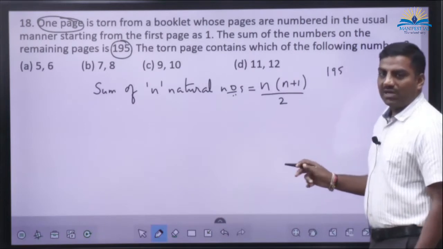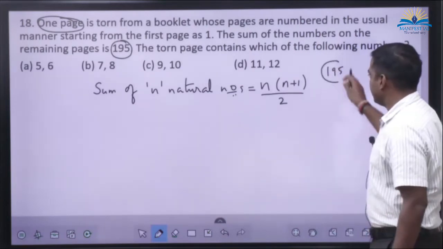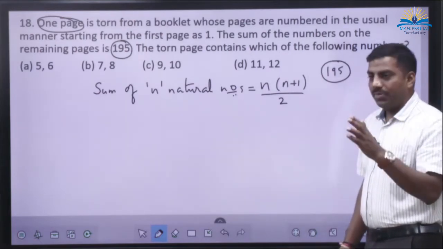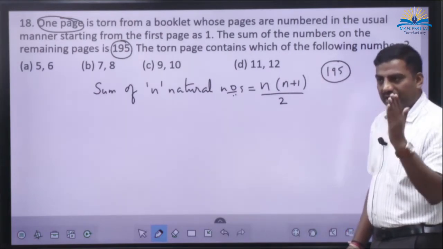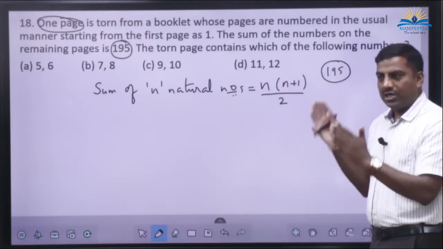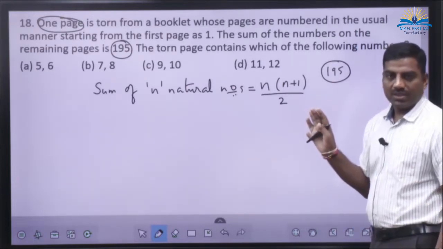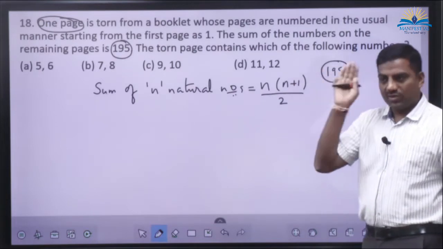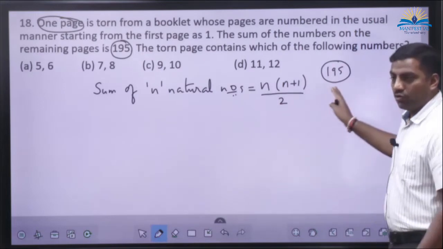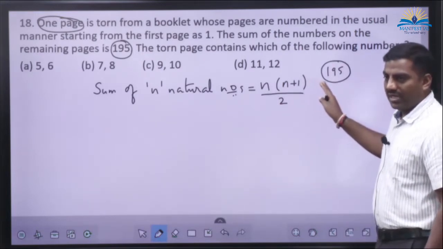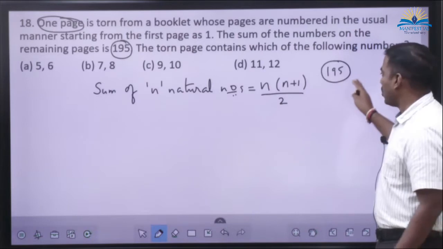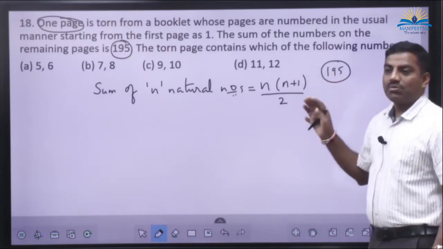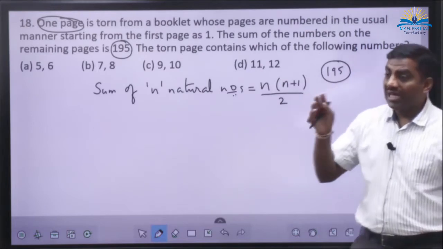Now, after doing the sum of the remaining pages, we have got this. Let's say the torn page is there in the book. Then if we had counted from 1 to the last page, the count would have been more than this. If the torn page was there and we counted the number printed on each page, it would have crossed 195. So somewhere we need a sum of more than 195.